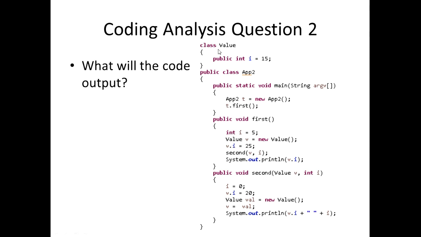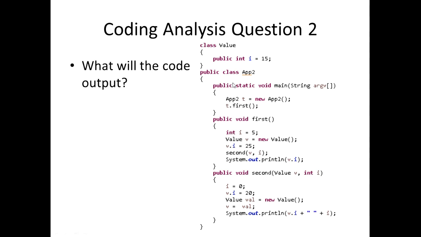Now, when you first look at this code, you realize that we have 2 classes. We have a class called value and we have a class called app2. First of all, let's start off with this class called value. In this class, we only have one attribute or property, and that's this property i, which is equal to 15. So this basically means whenever you create an instance of value, and you call this property, the value of that property is going to be 15.